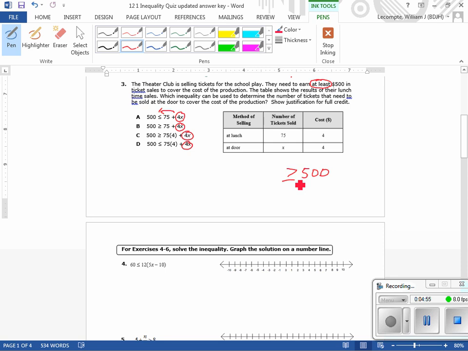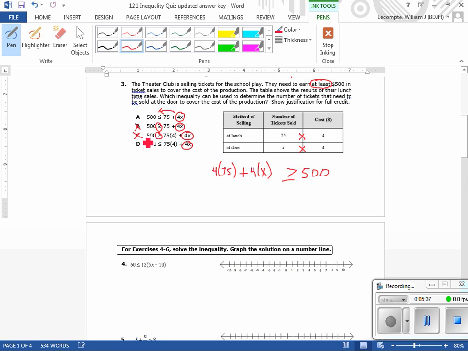But as I set up my equation, I know that 75 tickets sold and the cost, so those are going to be multiplied together. And then at the door, tickets and costs are going to be multiplied together. So I come up with an inequality that says 4 times 75 plus 4 times x is greater than or equal to 500. If I look back at A, that says from right to left that it is greater than. B does not, though. This says less than if you're reading from right to left.